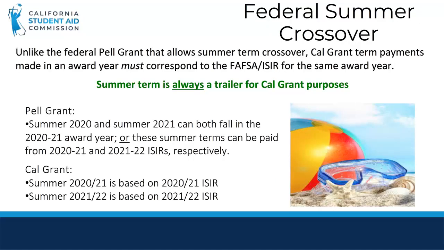While Cal Grant disbursement guidelines typically follow federal student aid policies, there are exceptions. For Cal Grant purposes, summer is always a trailer, and therefore Cal Grant term payments made in an award year must correspond to the FAFSA or ISIR for the same award year. If your summer term starts prior to July 1st, you will pull from the previous year's applications.